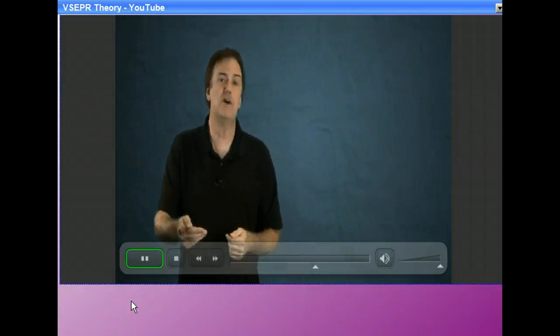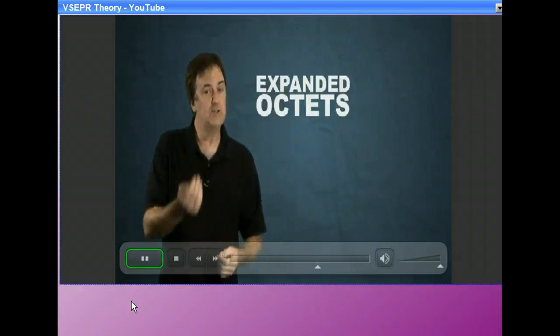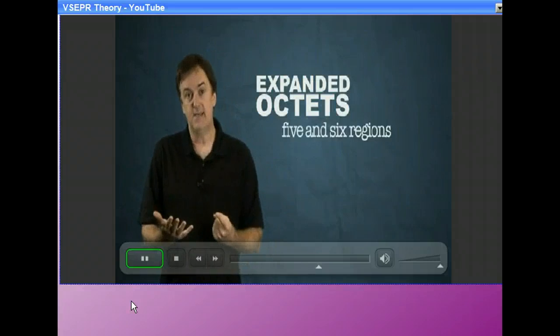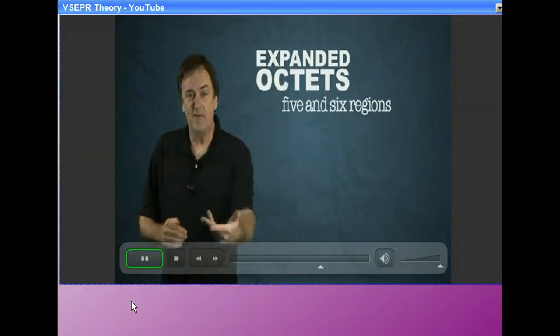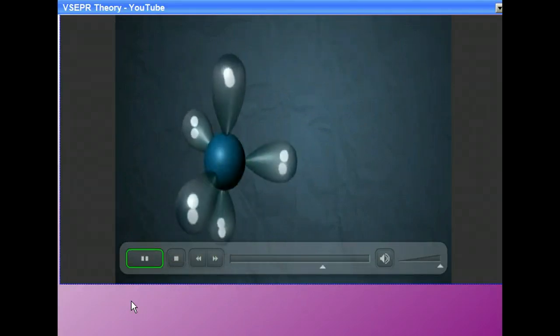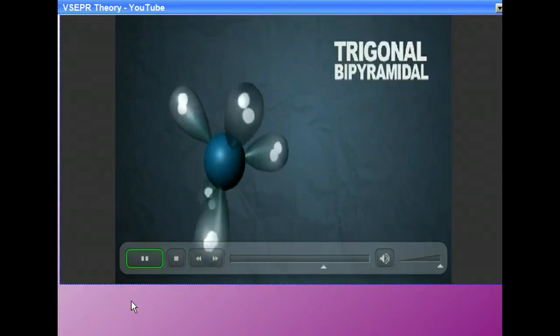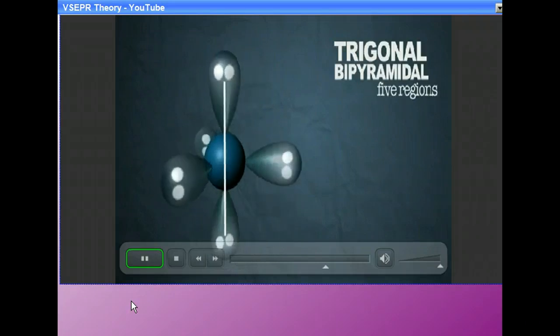Now, in addition to those, you can have expanded octets, which gets you 5 and 6 regions. So to handle those, you have to go one step further. The 5 regions is a little bit complicated, but it's really just a combination of 2 and 3. You're going to have 2 atoms linear, and then the other 3 are going to be trigonal planar, perpendicular to that.